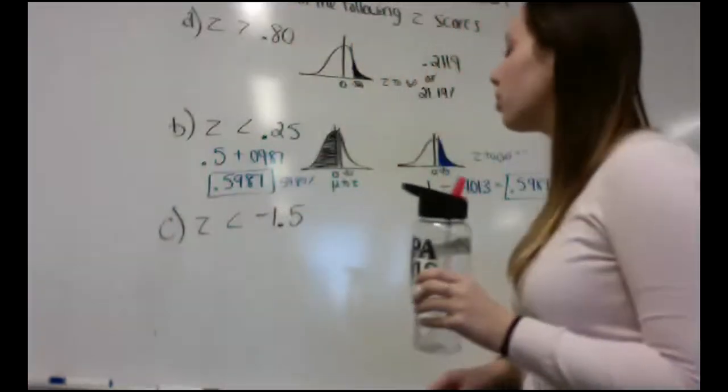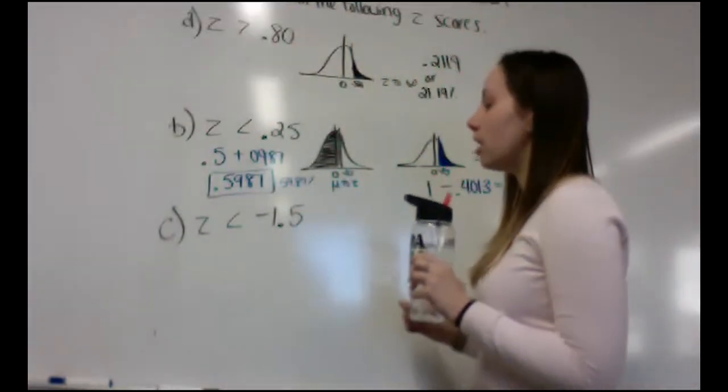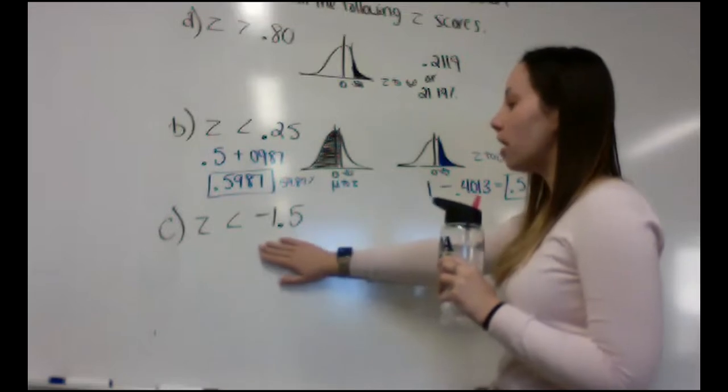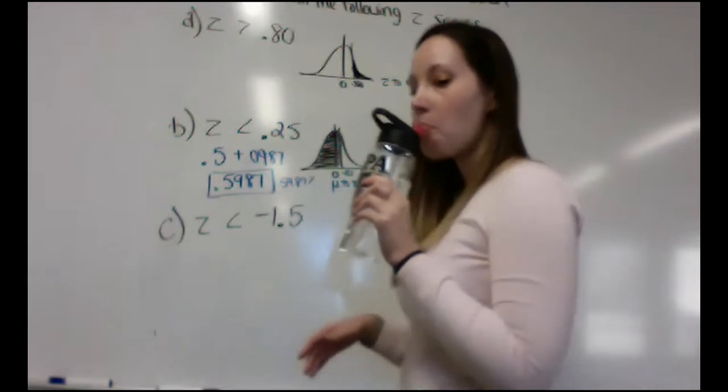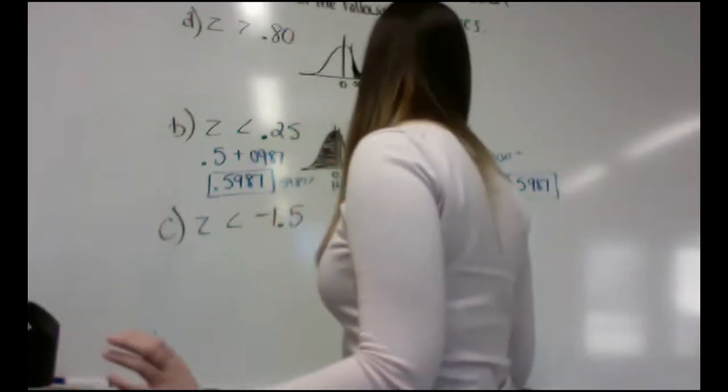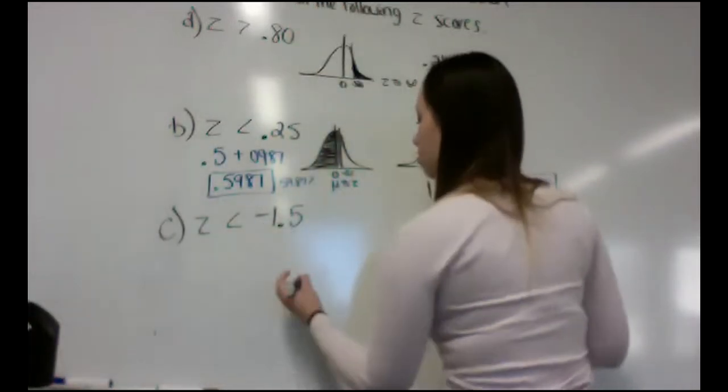This one is asking us what proportion of the z distribution is associated with a z-score of negative 0.15 or less. So this one's going to be pretty simple. Again, draw out your distribution.